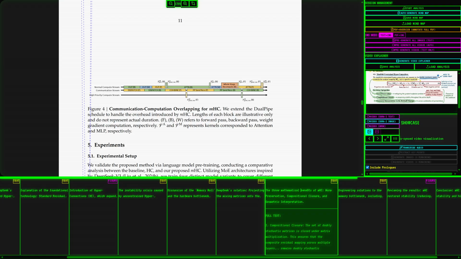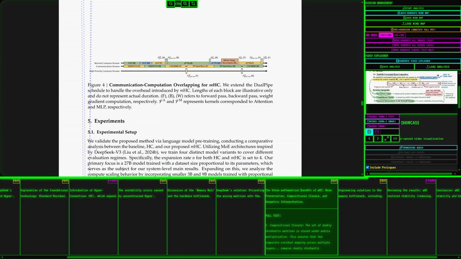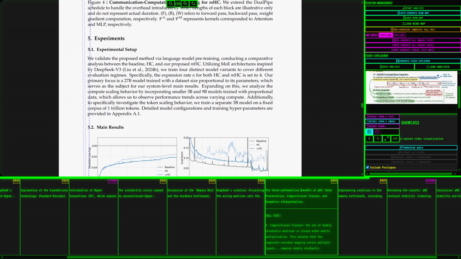So we have fixed math and we have clever hardware engineering. Let's get to the moment of truth. The results. Did MHC actually deliver the performance without the instability? Unequivocally, yes. The stability validation is just, it's night and day. Remember we said HC's AMAX gain magnitude peaked at a destructive 3000. A system completely out of control.